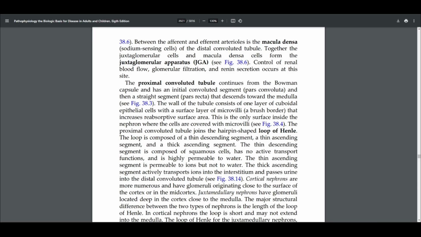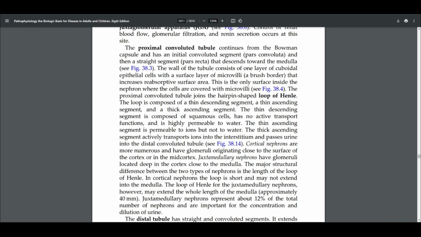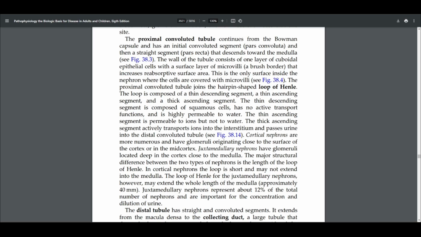The proximal convoluted tubule continues from the Bowman capsule and has an initial convoluted segment, the pars convoluta, and then a straight segment, the pars recta, that descends towards the medulla. The wall of the tubule consists of one layer of cuboidal epithelial cells, with a surface layer of microvilli, a brush border, that increases reabsorptive surface area. This is the only surface inside the nephron where the cells are covered with microvilli.